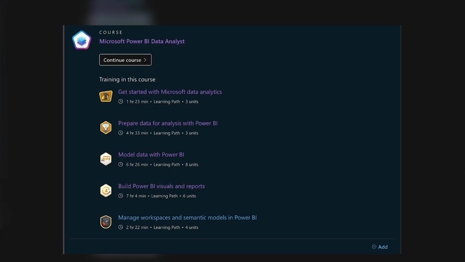But don't worry, if you are not proficient in these areas, Microsoft did put together a free training course embedded into this certification to help you learn these concepts. And here is a quick overview of what you will learn if you choose to take the training course. Course 1, get started with Microsoft Data Analytics. Course 2, prepare data for analysis with Power BI. Course 3, model data with Power BI. Course 4, build Power BI visuals and reports. And course 5, manage workspaces and semantic models in Power BI.